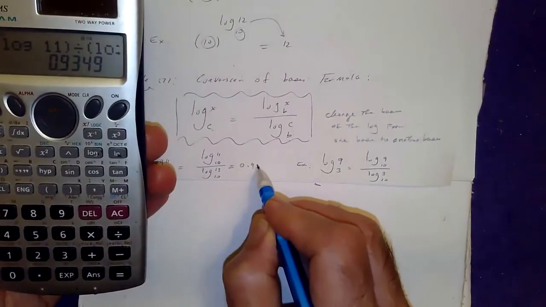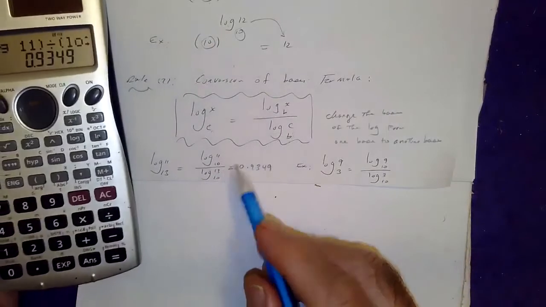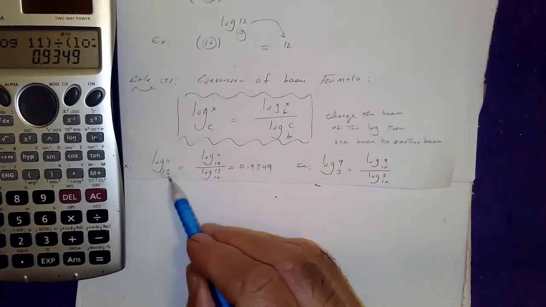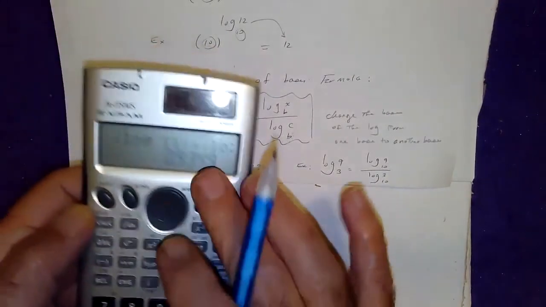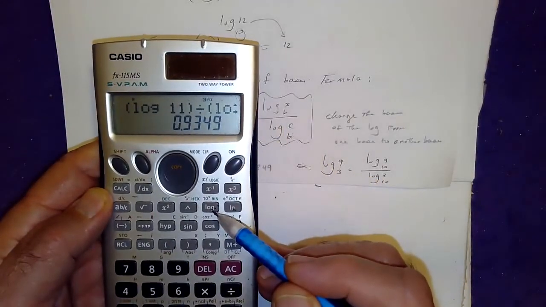So it's 0.9349. Do you see it? So I had to change the base from 13 to 10 so I can use my calculator, because this log key has a built-in base 10.